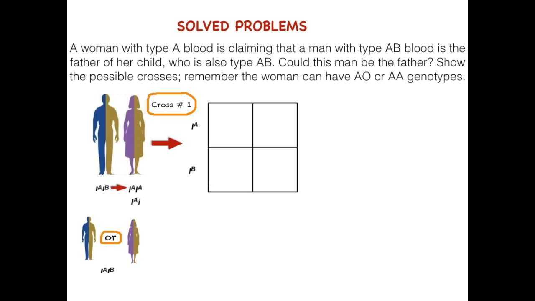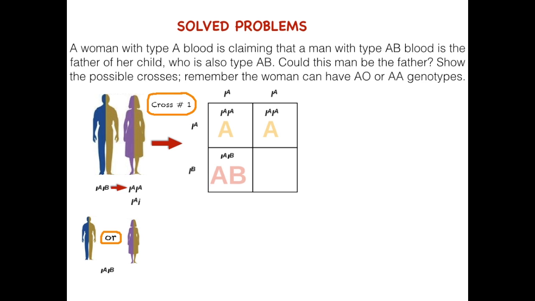Okay, so on the left-hand side we have the man's genotype, this man whom she claims to be the father, and then we have the homozygote A woman, if we consider the woman to be homozygote. So these are the possibilities. We will get an A blood type homozygote. We have another A child homozygote. There is an AB possibility.